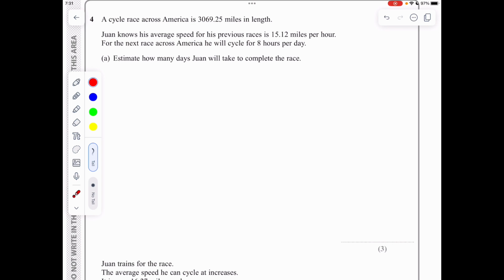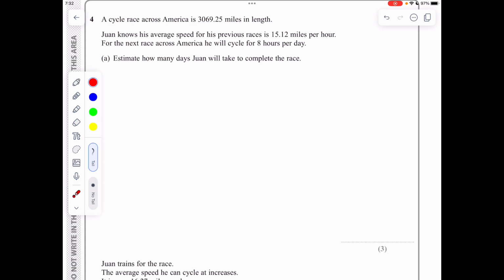In 4, we had a cycle race. The length was 3,069.25 miles in length, with an average speed of 15.12 miles per hour. For the next race, they will be cycling for 8 hours per day, and we need to estimate. The keyword here is estimate how many days they will take to complete the race.